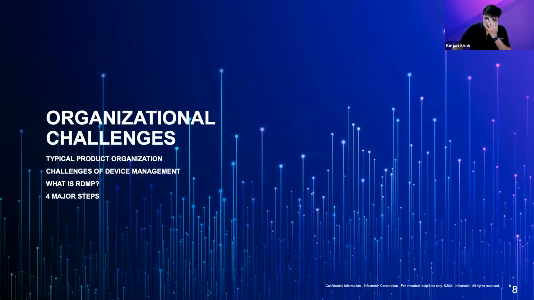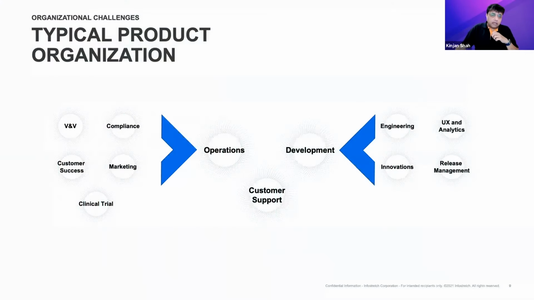Okay, so let's talk about the organizational challenges. Before we get into the organizational challenges, I would like to talk about what a typical product development organization looks like, especially when it comes to the IoT world. We have just divided it into 3 different areas. One is the development area, where you have engineering, innovations, UI, UX, release management, and all that is happening. Another one is the pure operations area, where we have compliances and customer success and clinical trials. Clinical trials is very important when it comes to the medical devices field and the IoMT area.